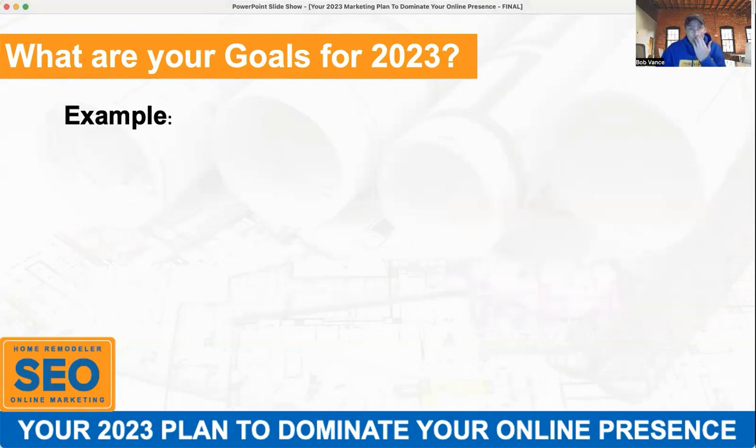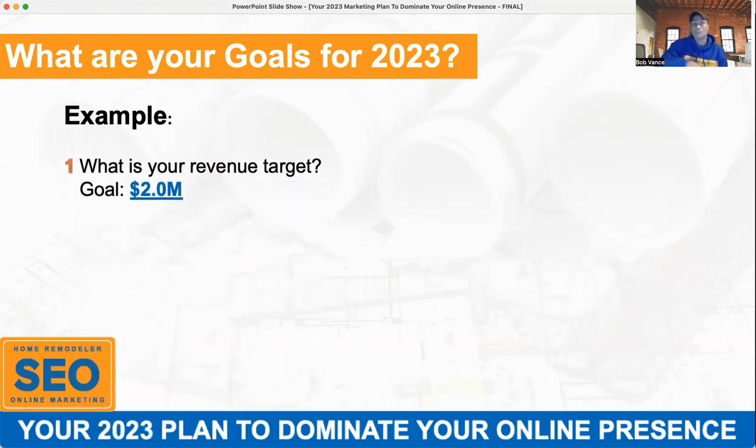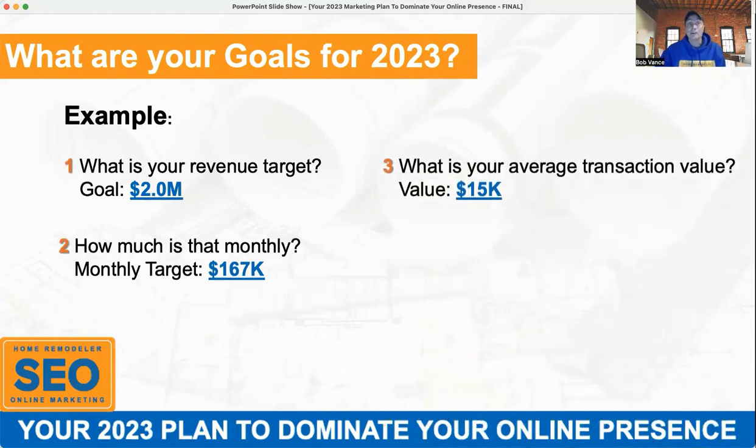So what I want to do is reverse engineer that target goal with an example here. Based on that, how many calls are you going to need to generate in order to make that goal a reality? To figure that out, at the most basic level, you want to write down your target revenue, and then how much is that monthly, and then what is the average value of each job, your average transaction value?